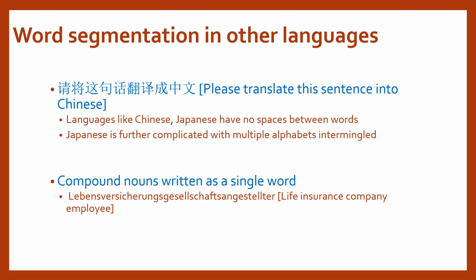In recent times, people have come up with some neural models to do word segmentation for such languages. Japanese, specifically, gets further complicated because it has multiple alphabets which are intermingled. That makes the task even more difficult.